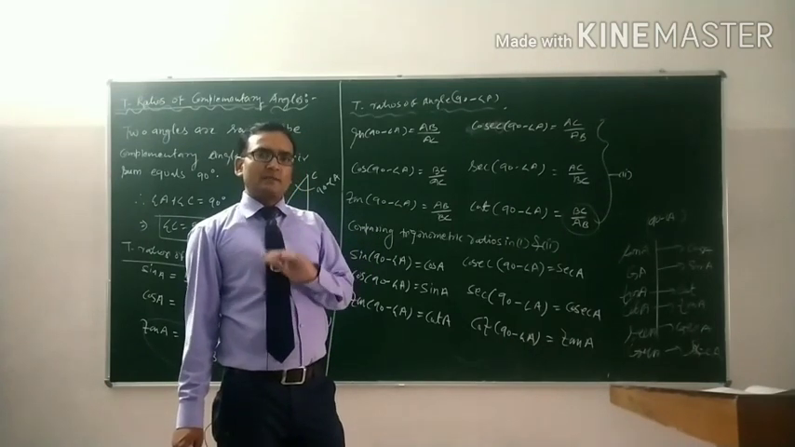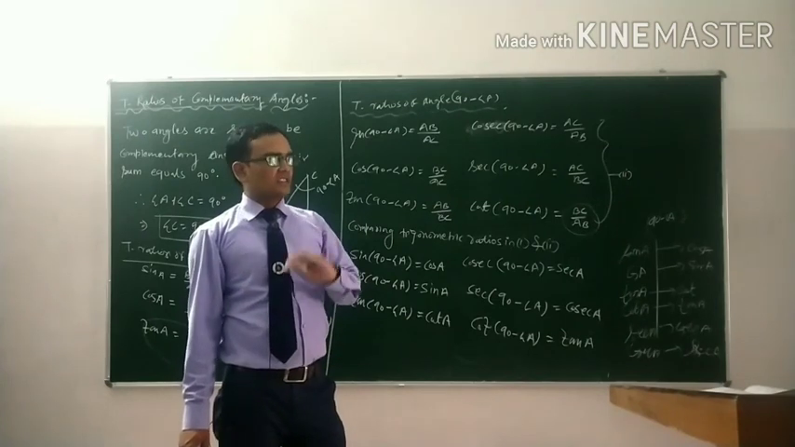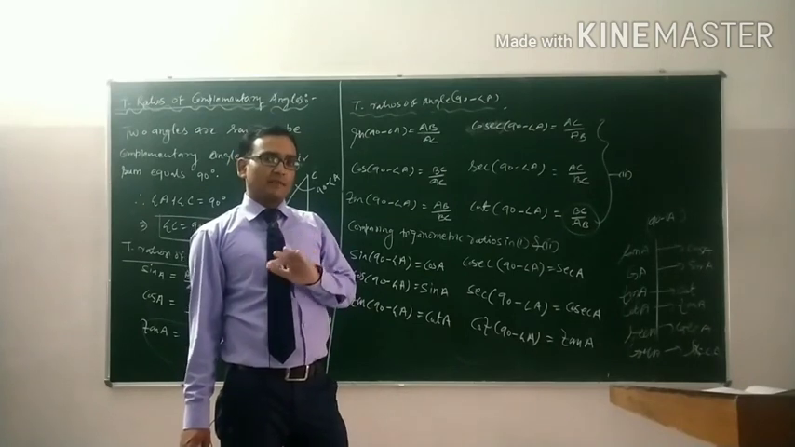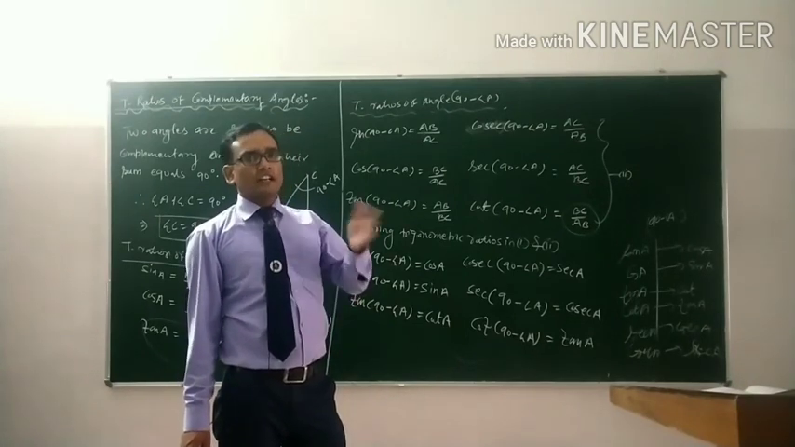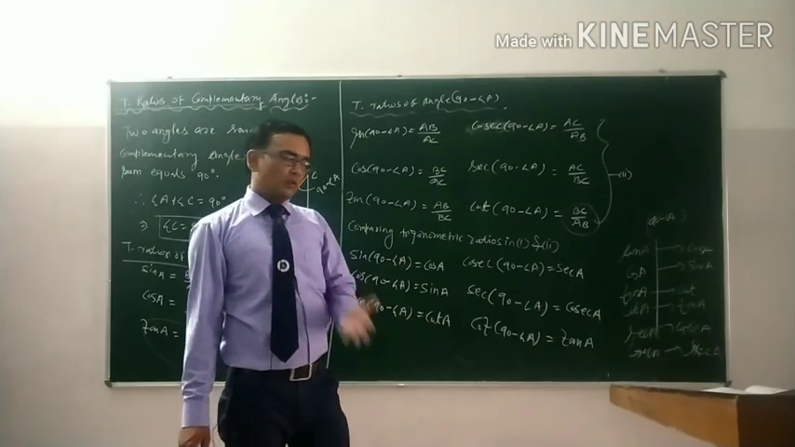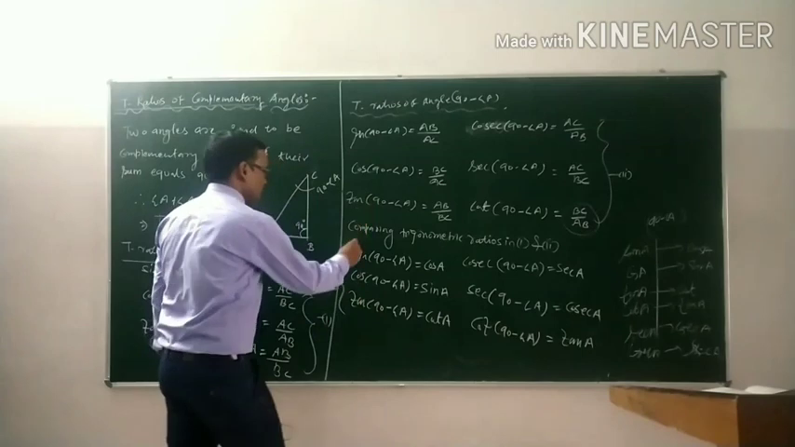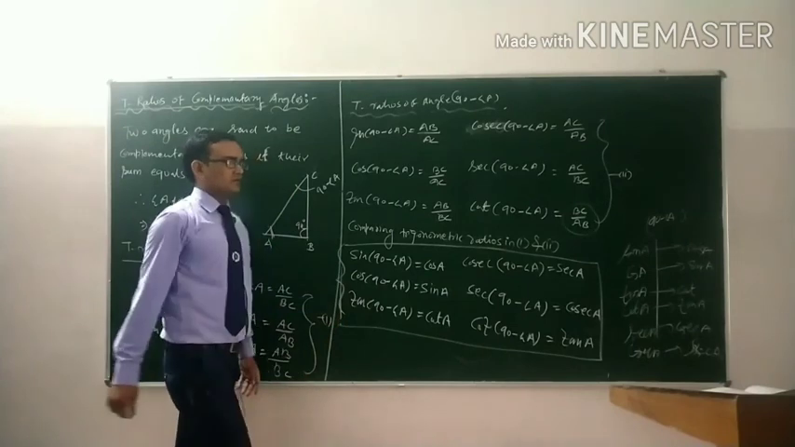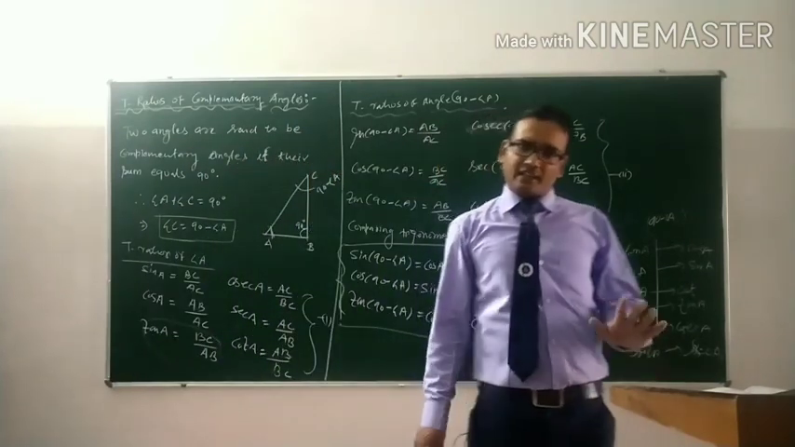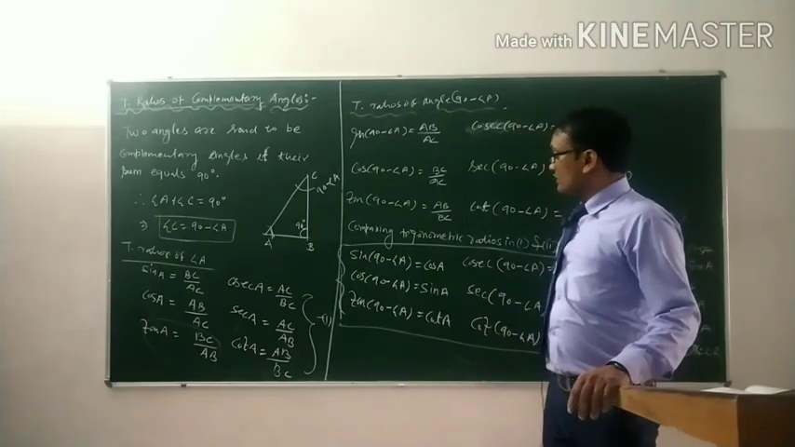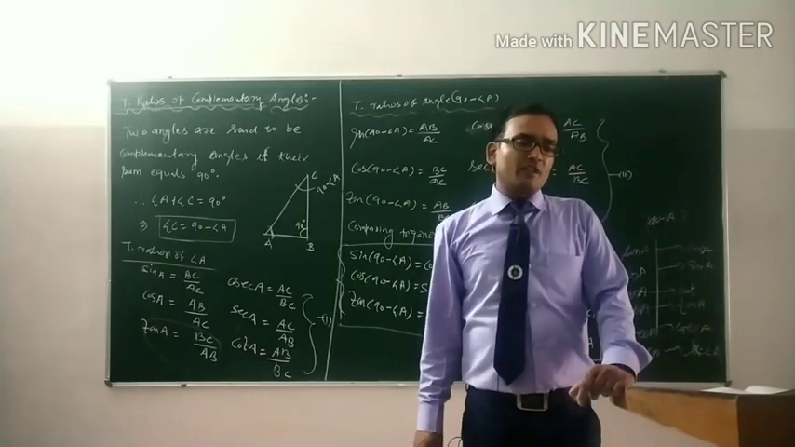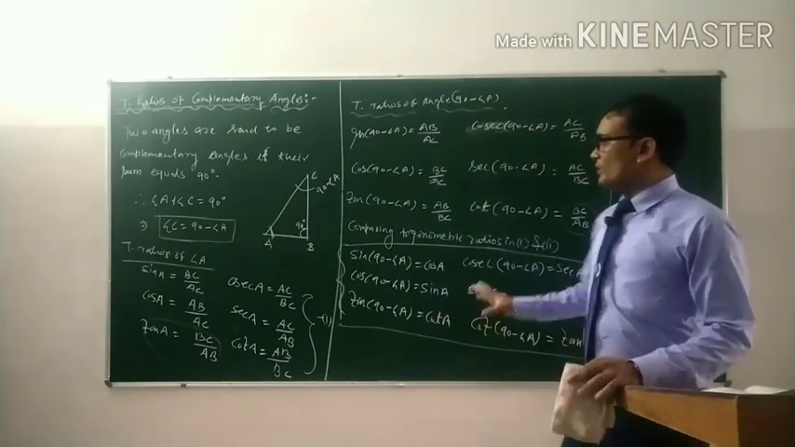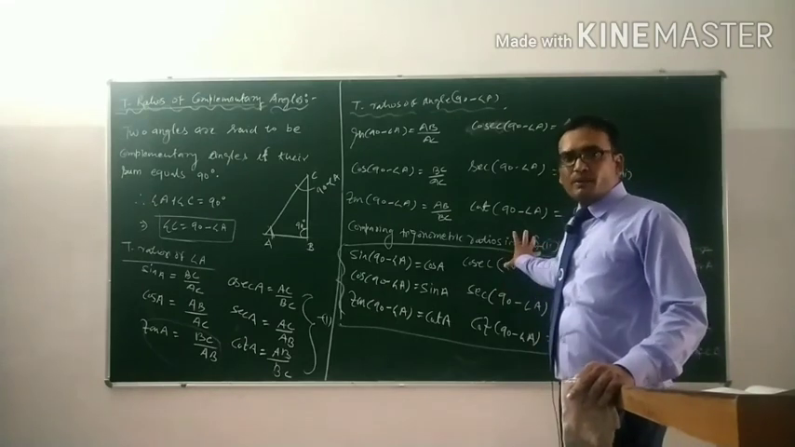Okay students, sin 90 minus A equal to cos A, cos 90 minus A equal to sin A, tan 90 minus A equal to cot A, cot 90 minus A equal to tan A. Okay students, this is the formula of trigonometric ratio of complementary angle. With the help of this formula, we solve exercise 8.3. Do you understand this formula?